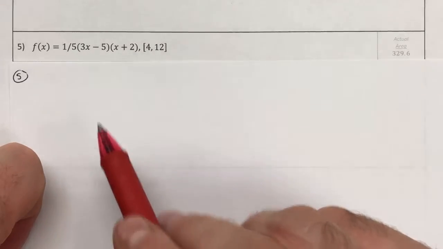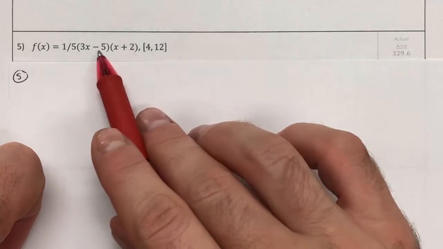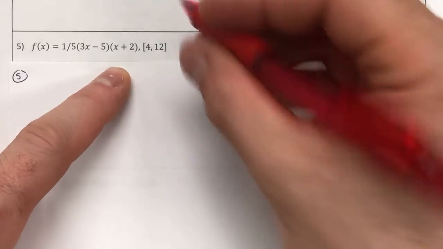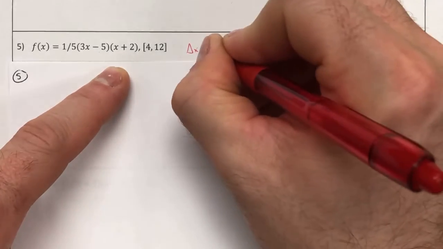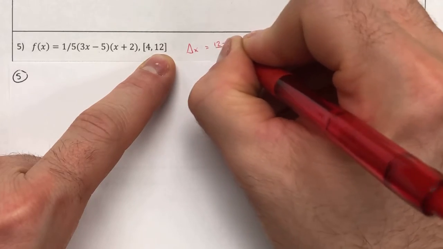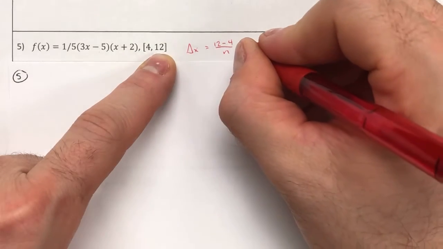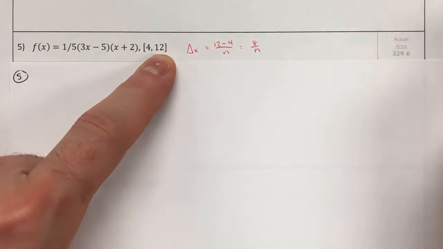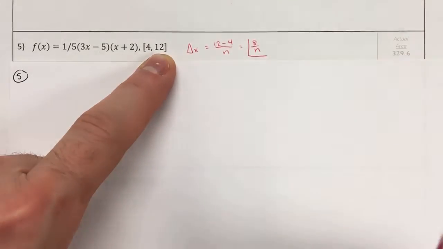That shouldn't be too big of an issue. We're just going to go ahead and FOIL this and distribute that in there, but that doesn't stop us from saying, what is delta x? Well, delta x is from 12 to 4. We're splitting it up n times, which is 8 over n, and we're going to quickly approach infinity with our n's.